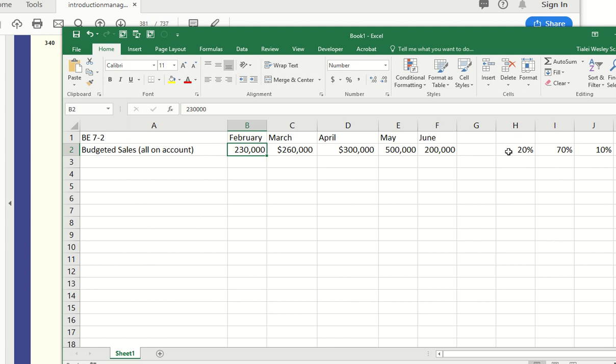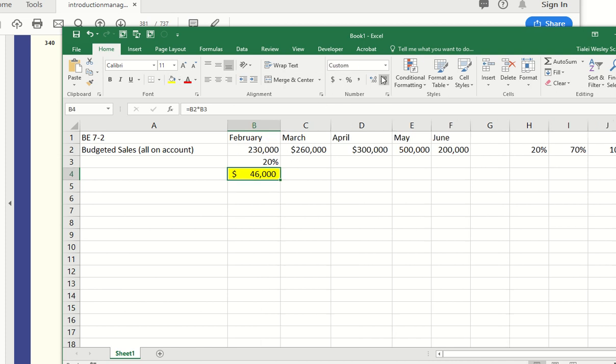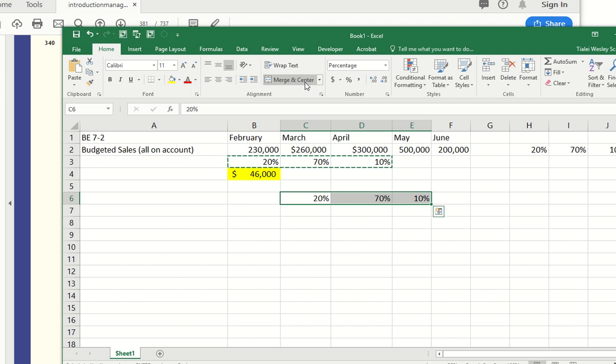We should start in February, because that's the data that we have, and then we'll move on to March, April, May, and June. So 20% of these sales will be collected in February. This is the amount that will be collected in February. Then 70% will be collected, and then 10% collected. We can use this format and move it to March.